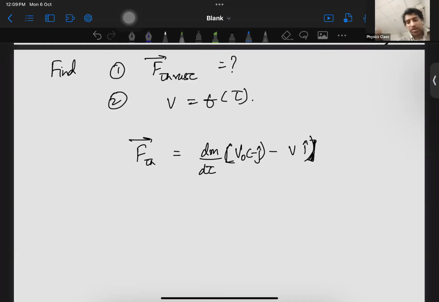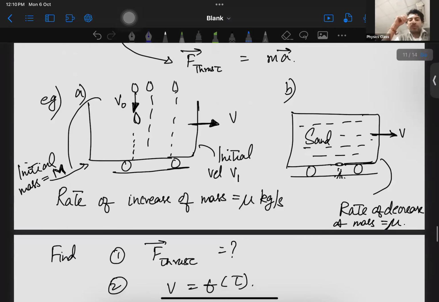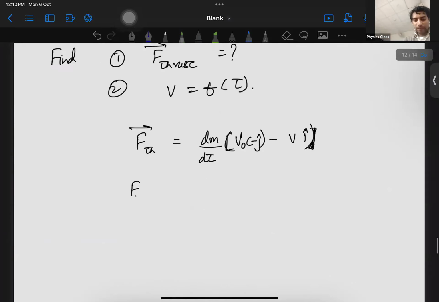And we want to find the velocity, right? We notice that the velocity will change only in the x direction. We are not interested in the y direction. In the y direction, there will be other forces over here, the normal, and there will be mg that will balance. Fine. So our interest is in the x direction. So let's write the component of the thrust force along the x direction. It's dm by dt into minus v i cap. This is the only force which is acting. dm by dt is the rate of change of mass, which is mu. So mu into minus v.